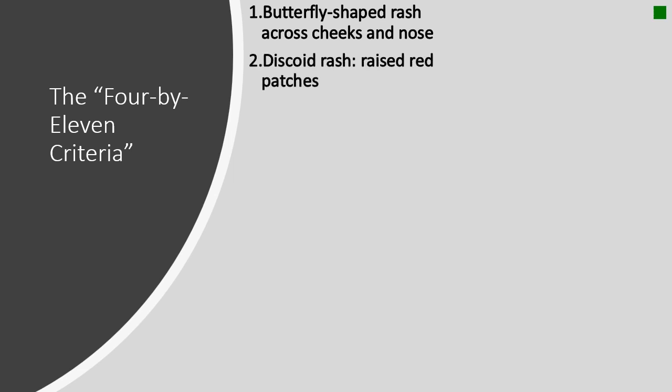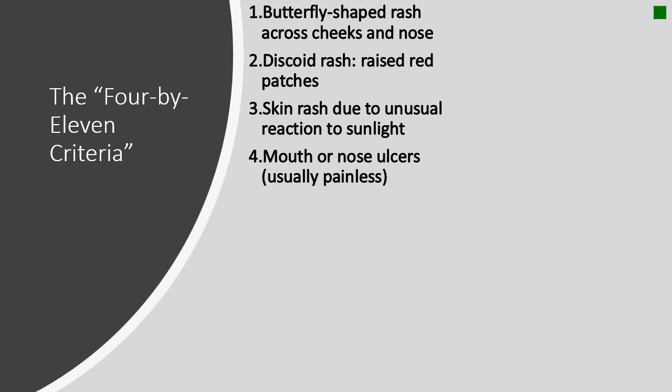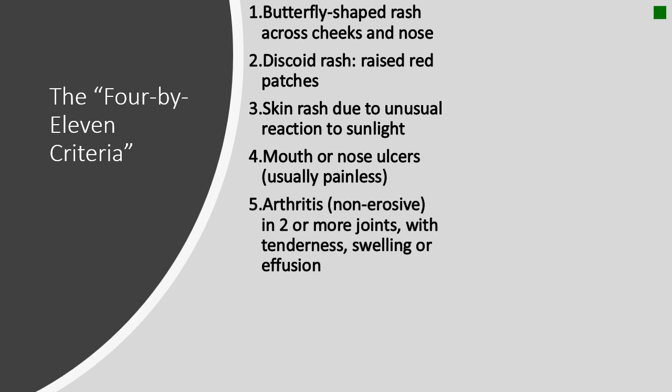Now let us see what that 4 by 11 criteria is. Let's see what those 11 points are, as mentioned by the American College of Rheumatologists. Butterfly shaped rash across the cheeks and nose. A discoid rash, that means raised patches. Skin rash due to unusual reaction to sunlight. Mouth or nose ulcers, which are usually painless. Arthritis of the non-erosive kind of 2 or more joints, not just a single joint, with tenderness, swelling, or effusion.